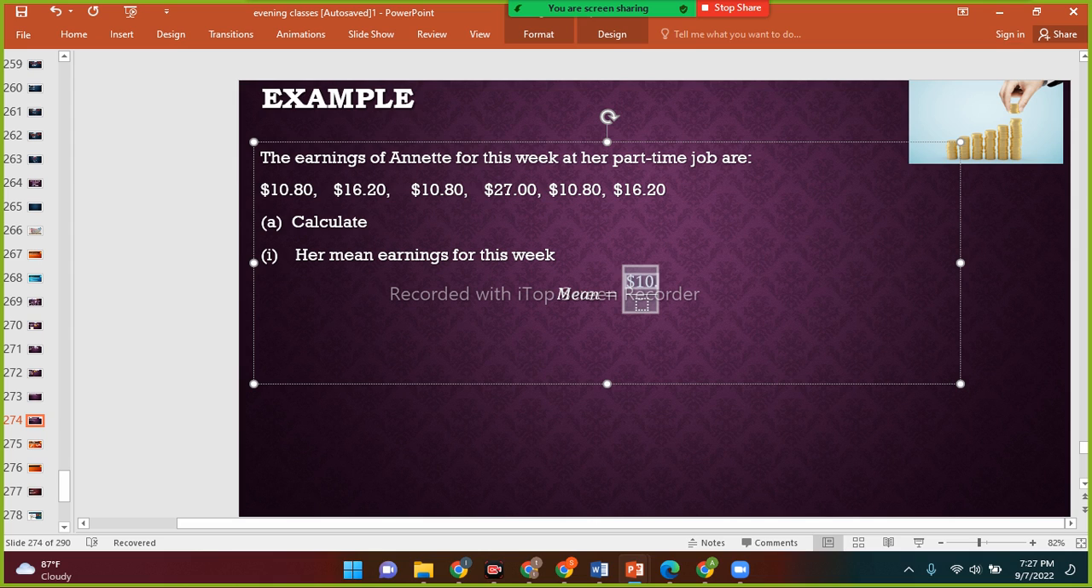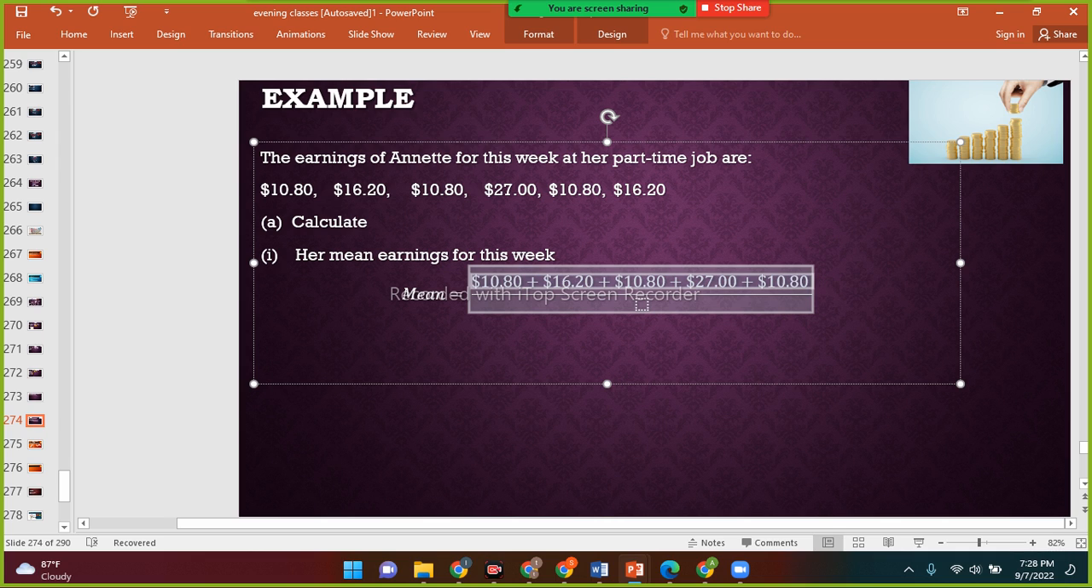So it's going to be 10.80 plus 16.20 plus 10.80 plus 27 plus 10.80 plus 16.20. How many values do we have in our data set? 1, 2, 3, 4, 5, and 6. Good. So it's going to be all divided by 6.